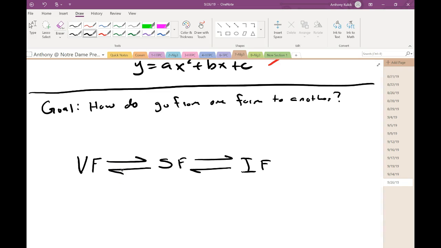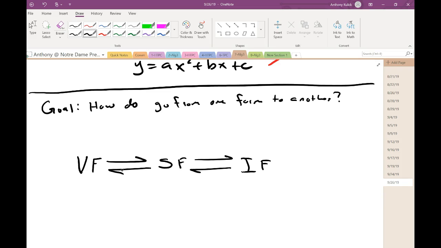so we can go from vertex form to standard form and we can go from standard form to intercept form, but there's no direct route to go from intercept form back to vertex form without in some way passing back through standard form. Is everybody okay with that idea? So this doesn't make a complete circle, but to go from one end to the other, you might have to pass through the middle.